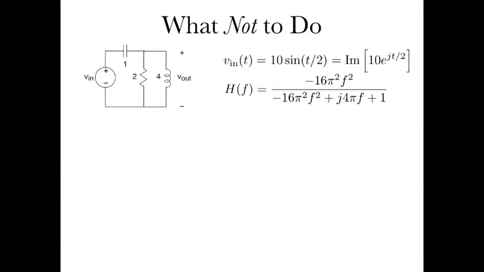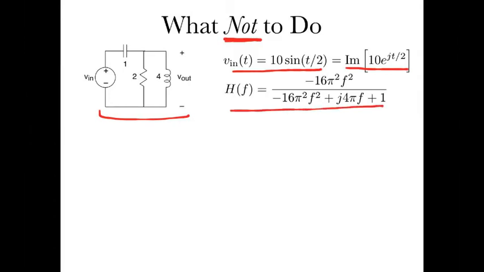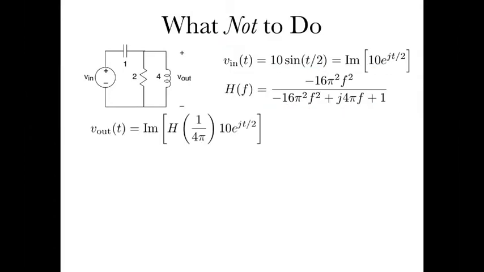Okay, now I've taught this course for many years, and I've learned what students do that isn't correct. So I want to talk a little bit about what not to do, how to use impedances. So here's the name of the game. We start with a circuit. We know the input. We write it as the imaginary part of something, and we find the transfer function, and we evaluate it at the frequency of the source.